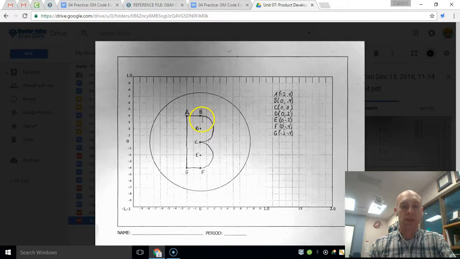So I started at B. I want to find my center point at D. So I'm not going right or left anywhere. I'm going down 0.2. So my I is 0. My J is negative 0.2 because I'm going down in the Y direction.